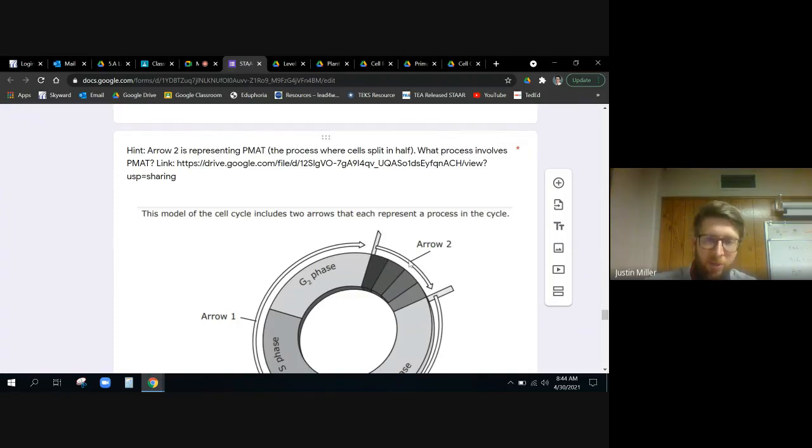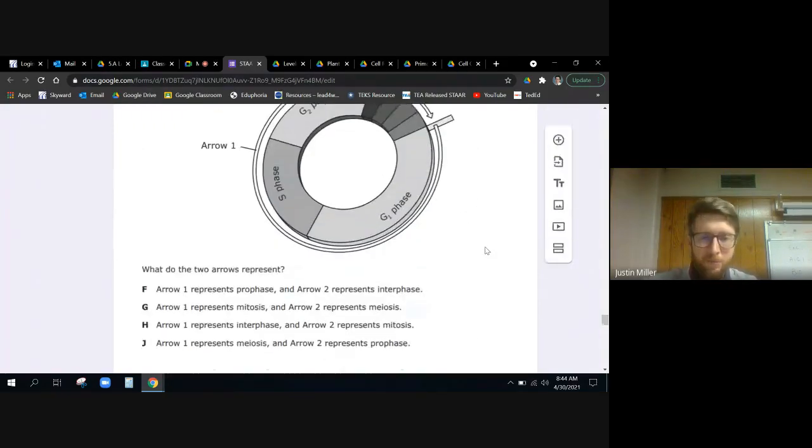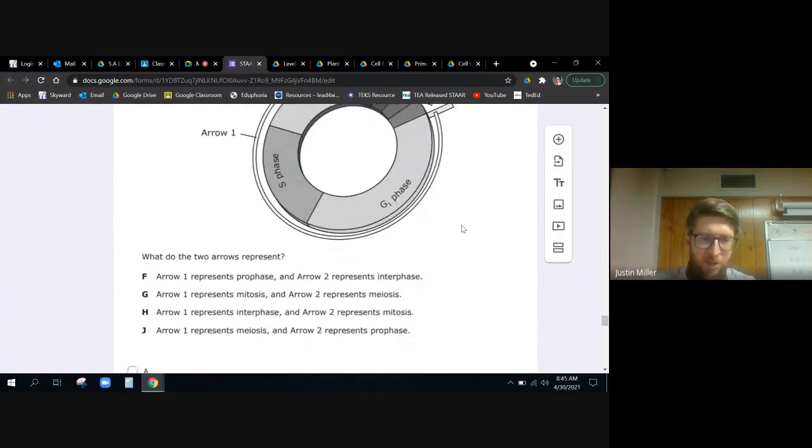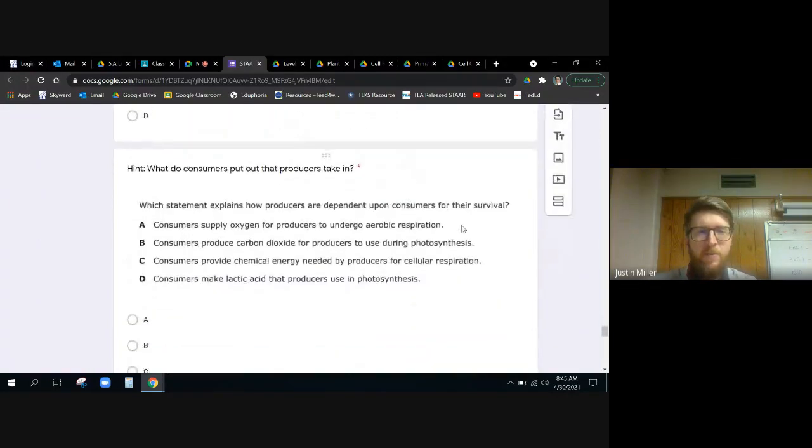This arrow two is showing you mitosis. That's the process where cells split in half, because that's how your cells make new cells. Remember, they split in half. They go through these four stages to split in half. It's like a four-step process. P is the first step. Step two is M. Step three is A. Step four is T. PMAT, PMAT for short. That's mitosis. There's only one answer choice that says that arrow two is mitosis.